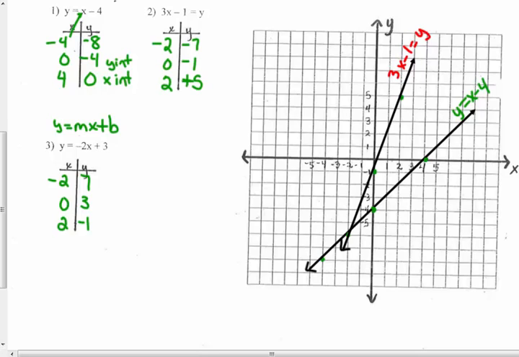And the last equation here, negative 2, 7.